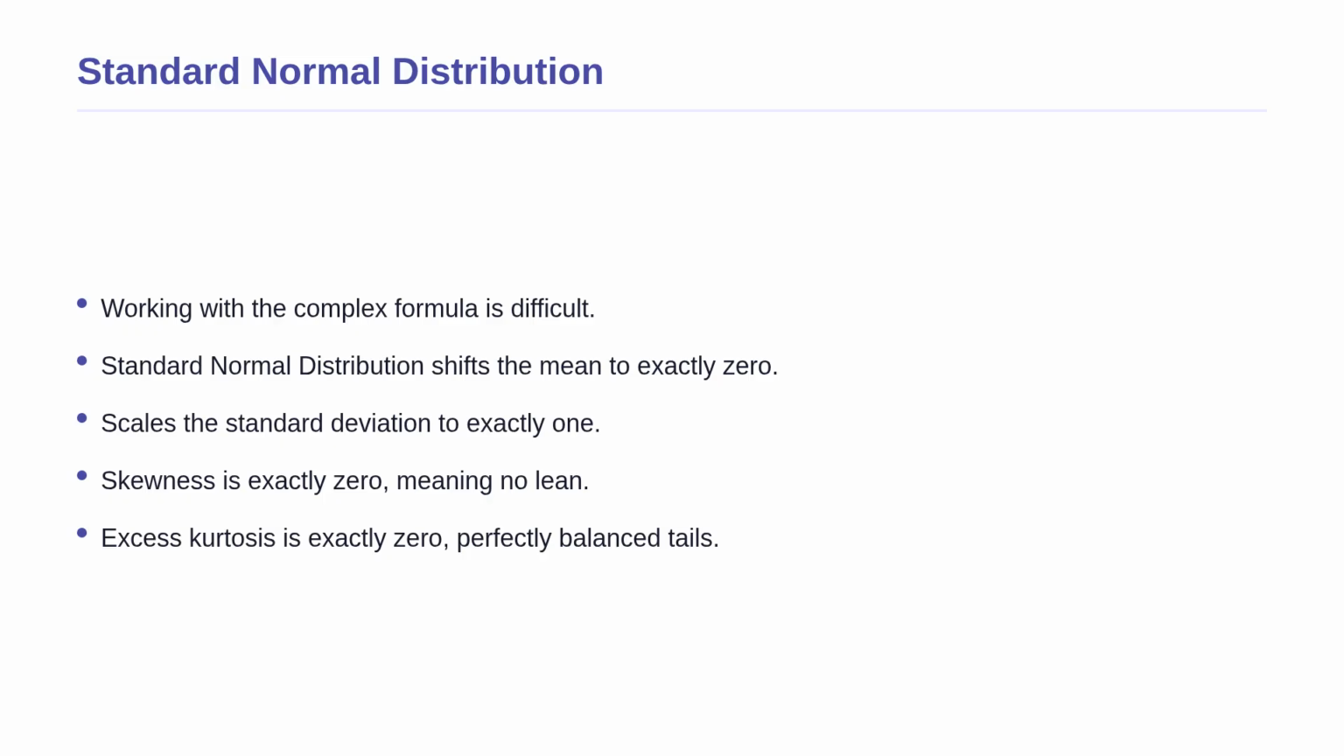Furthermore, because the normal curve is perfectly symmetric, its skewness is exactly 0. Its excess kurtosis is also exactly 0, meaning the tails are neither too heavy nor too light. It is the ultimate perfectly balanced baseline.